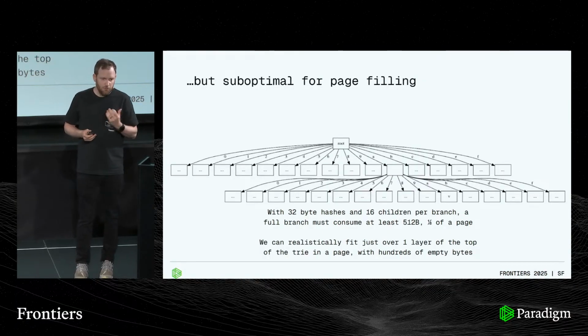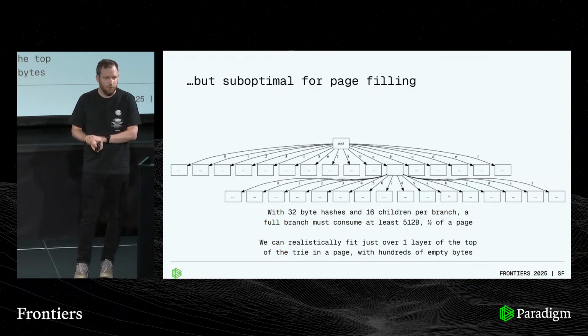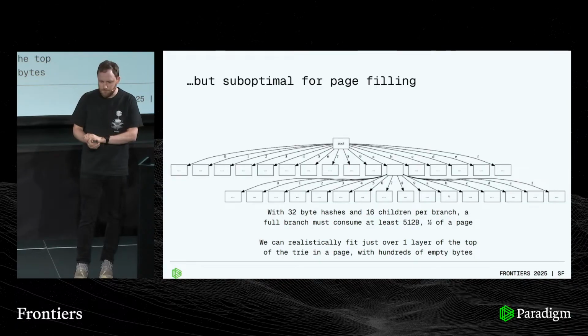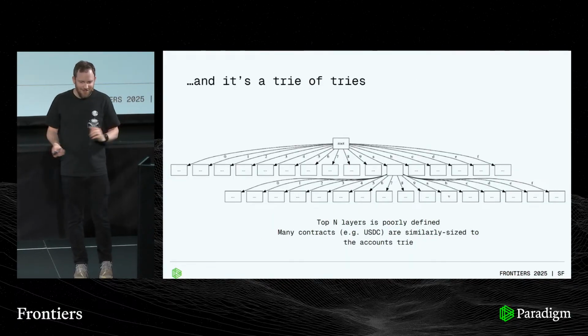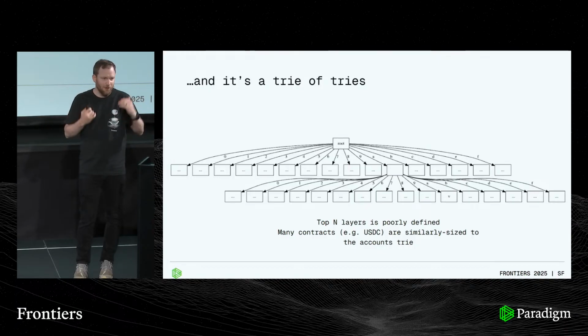But you have some really wonky characteristics here. 32-byte hashes multiplied by 16-wide branches gets you pretty chunky branches that do not pack well into I/O pages. And realistically, there's no way you can fit one of these branches plus 16 of its max-size children into a single I/O page. And again, it's a tree of trees. When we talk about caching all but the bottom two layers, that's not really well defined when suddenly you encounter another massive tree below it.